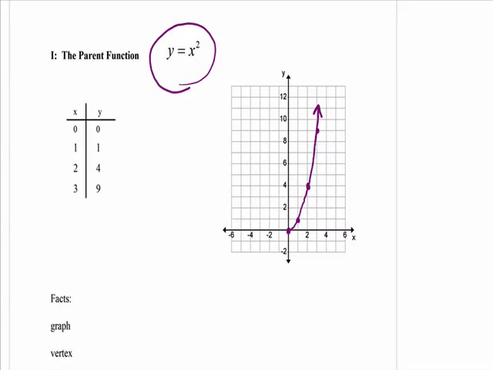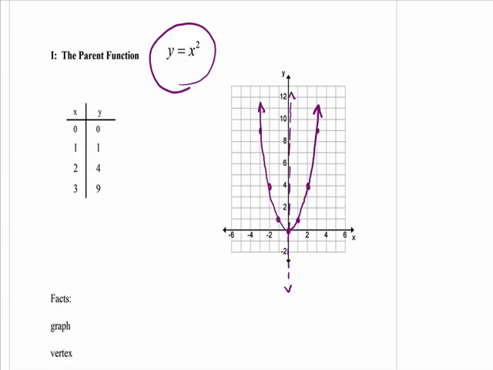Quadratic functions are symmetric about a vertical line. So if I were to jot in a little vertical line, and then find the graph's mirror image, meaning this point would be over 1, this point would be over 2, up 4, this point would be over another one, and then up to 9. I use that line of symmetry to get the other half of the parabola.